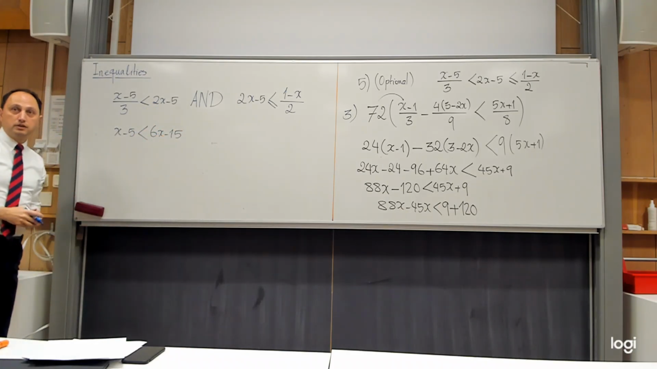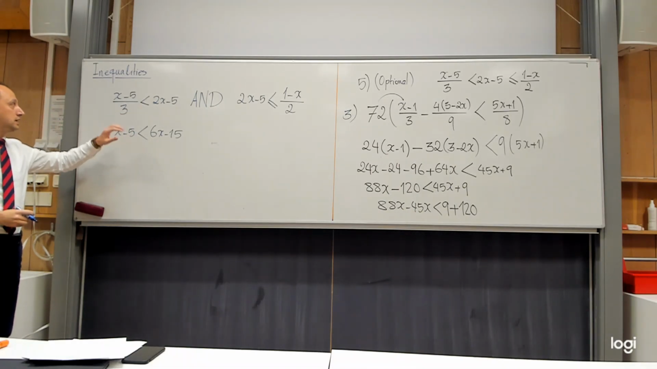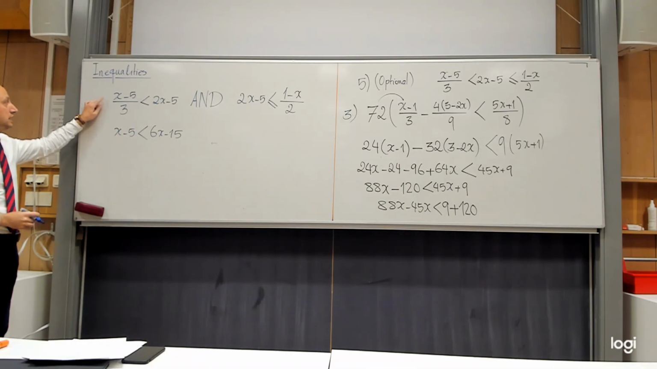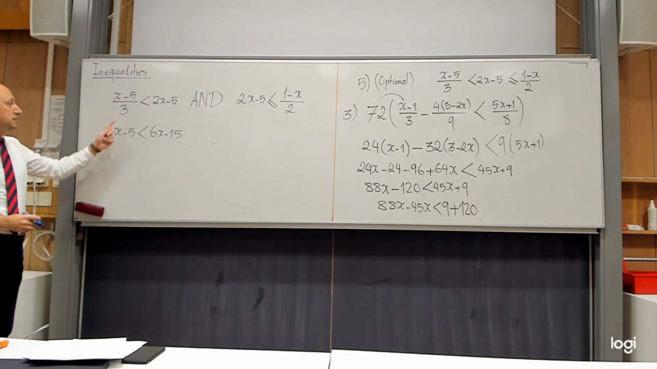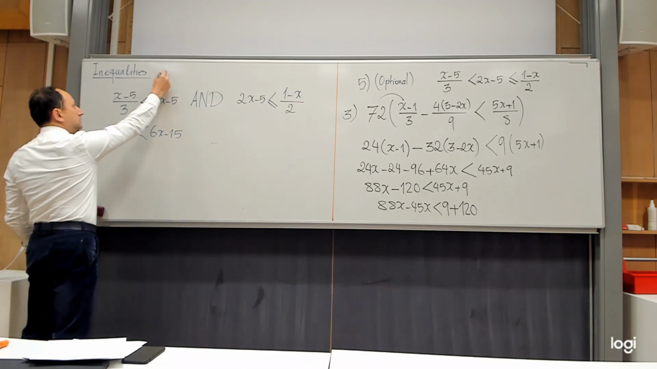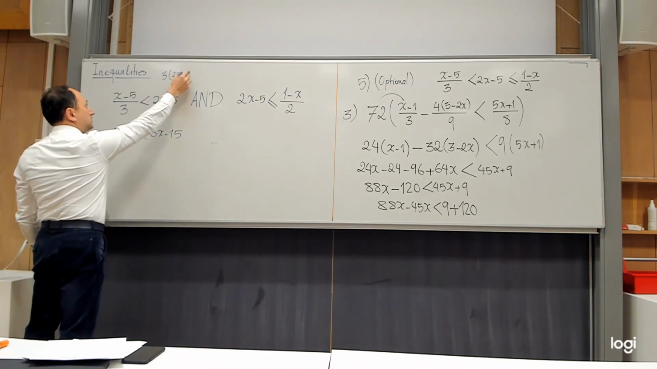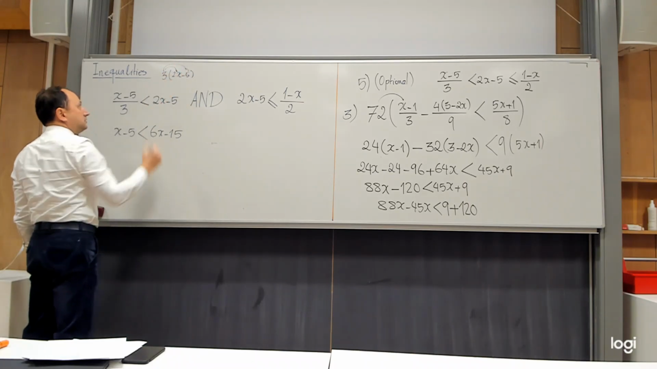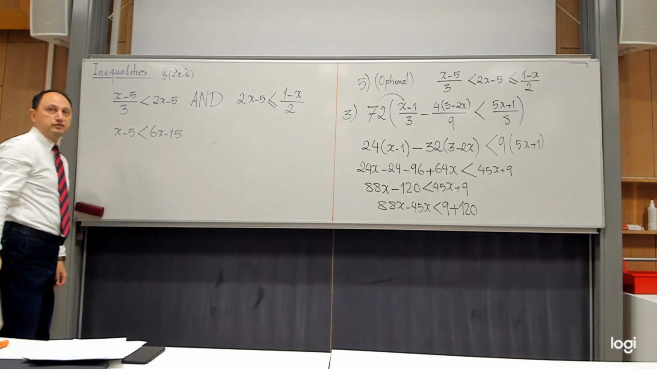Yes? So I multiplied everything by 3. The 3 that I am multiplying here will be cancelled by that 3. So nothing will be left except the numerator. But the 3 that I will multiply here will go here and here. So this becomes 6x minus 15.